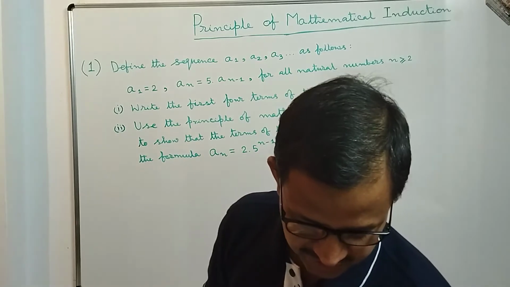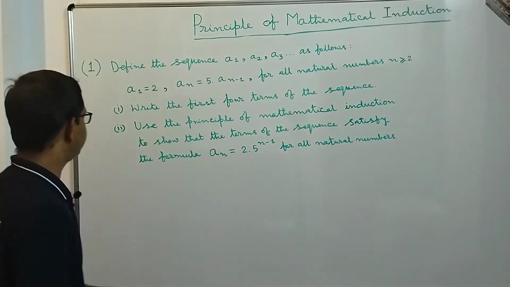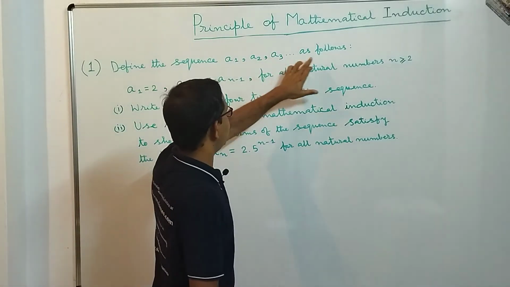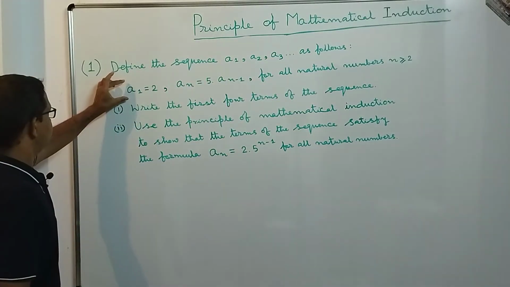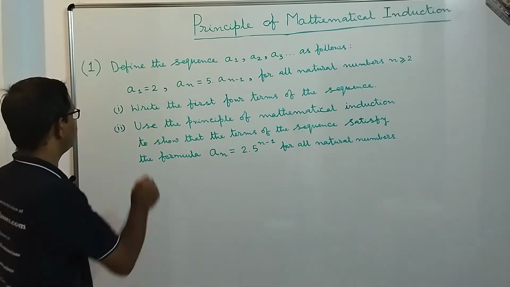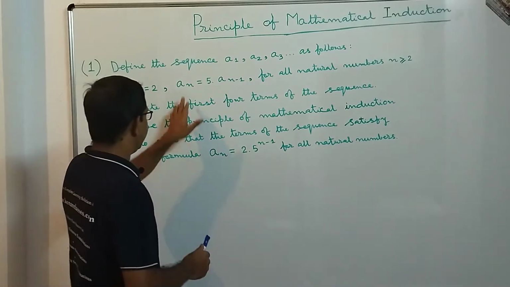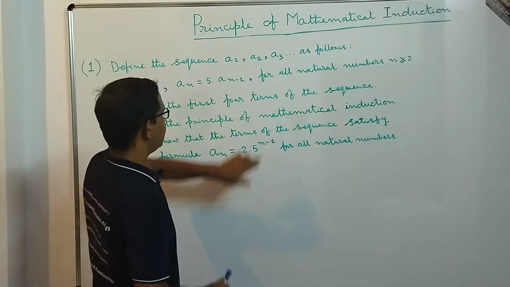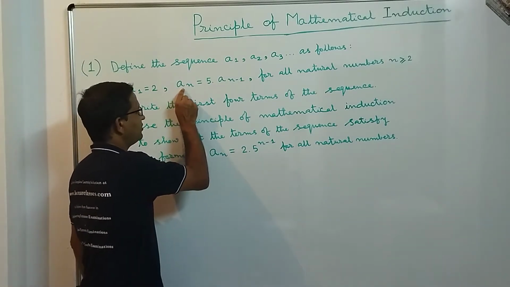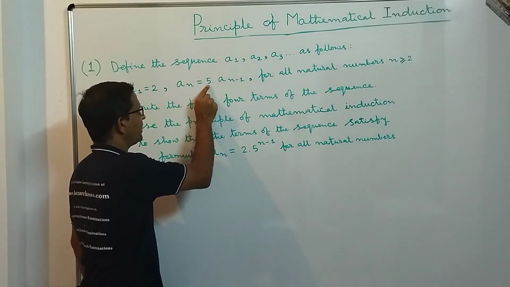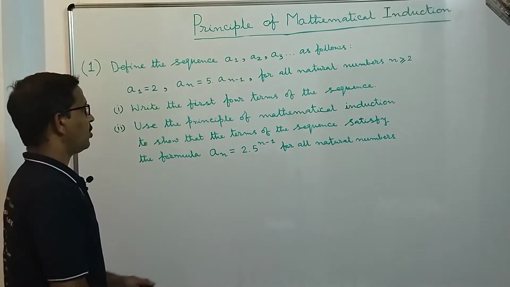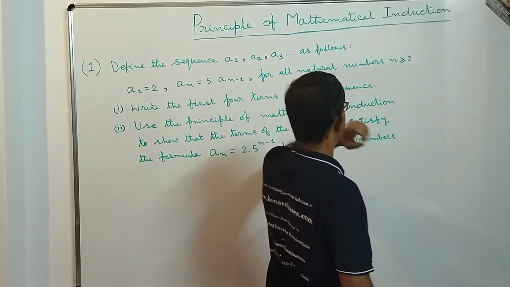And the first question, as you see on the board, says: define the sequence A1, A2, A3 as follows. The sequence is defined such that A1 equals 2, that means the first term is 2. An is equal to 5 into A(n minus 1). That means the nth term of the sequence is equal to 5 times the (n minus 1)th term, for all natural numbers n greater than or equal to 2.